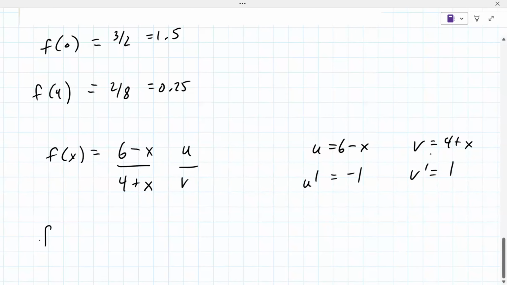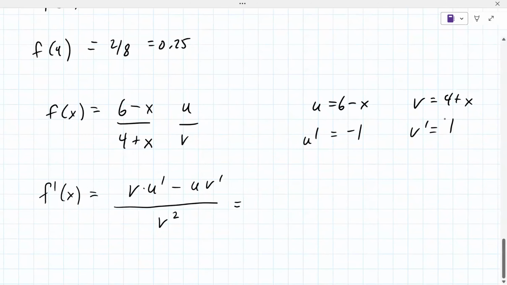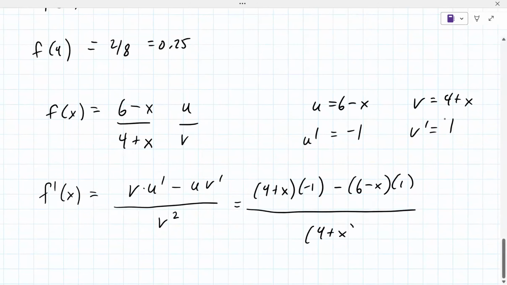And so the derivative rule is one you've got to remember. It's the bottom times the derivative of the top, minus the top times the derivative of the bottom, over the bottom squared. And then we just start filling in with those u's and v's, or bottoms and tops. So you've got 4 plus x times -1, minus 6 minus x times 1, over 4 plus x squared.